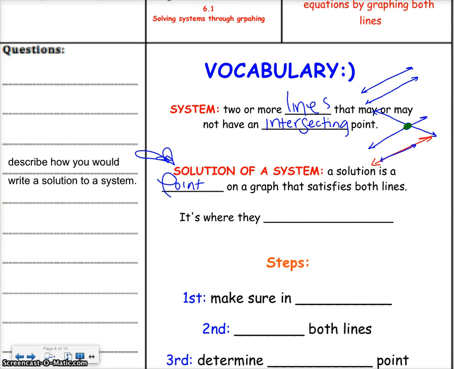That's what you're going to do all this chapter. This chapter you are looking at lines, you're arranging them sometimes, you're graphing them, you're substituting, you're combining them, you're trying to figure out where they intersect. That is our purpose of this whole chapter. So, it's where they intersect.